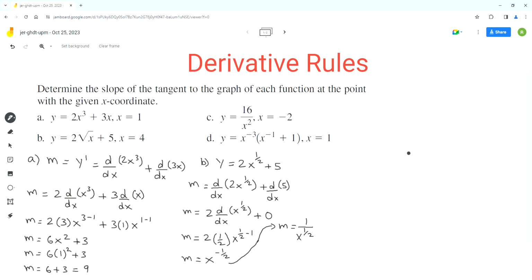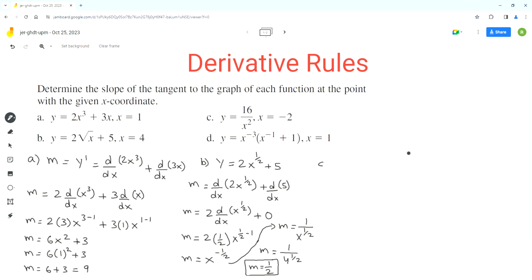Now we can sub in x as 4 to find the slope at that point. So m equals 1 over 4 exponent half. Now exponent of half means square root, so it becomes 1 over square root of 4, which is equal to 1 over 2. So this is the slope of the tangent for the second function at x equals 4.